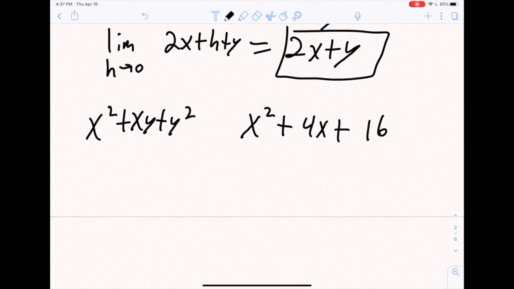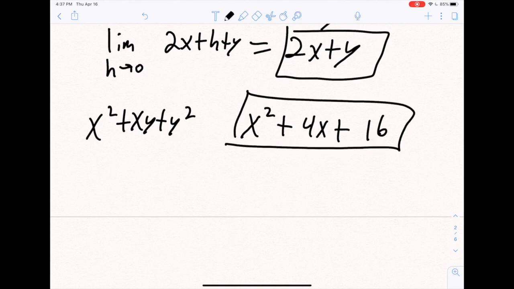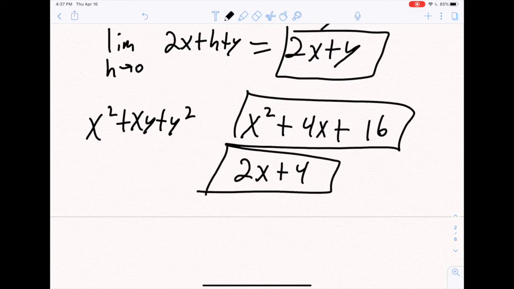So now let's say we want to take the derivative with respect to x of this function here. Well, we don't have to do any fancy limits or anything like that. We can just use our standard power rules, and we'll get 2x plus 4. The 16 goes away to 0. So without doing the fancy limit thing, we end up with 2x plus 4.